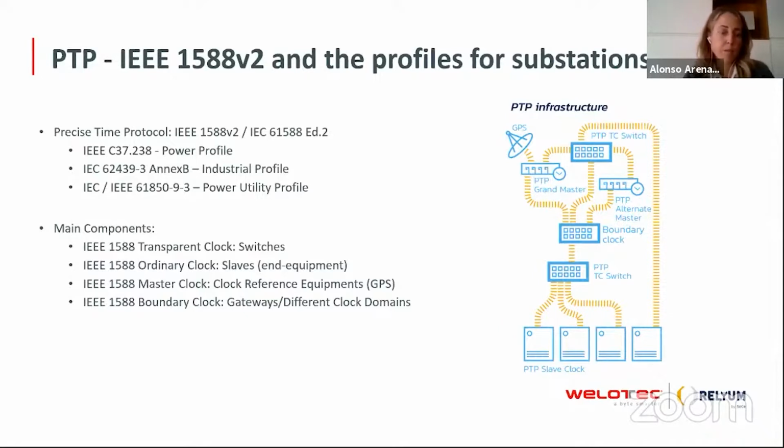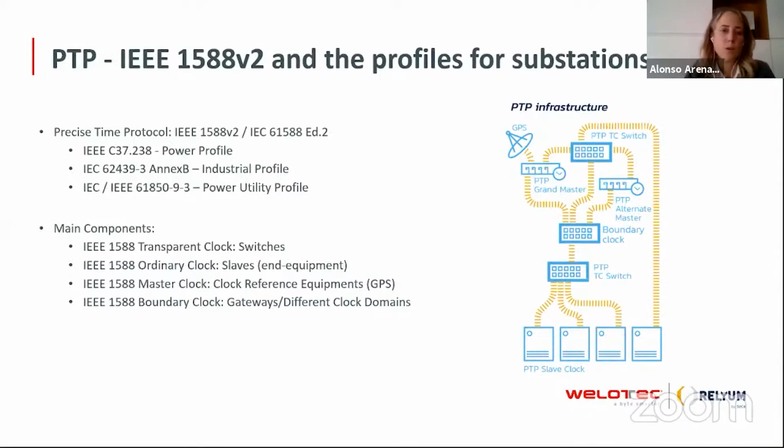C37.238. In parallel, the standard that defined and explained how to implement HSR and PRP included an Annex B for explaining how to implement PTP over this kind of redundant network. And this was known as the industrial profile. And after that, the group that was defining the 61850 standard took some ideas, or most of the ideas, of the previous documents and defined the power utility profile in the standard 61850-9-3. That is the one that is recommended for this type of networks.